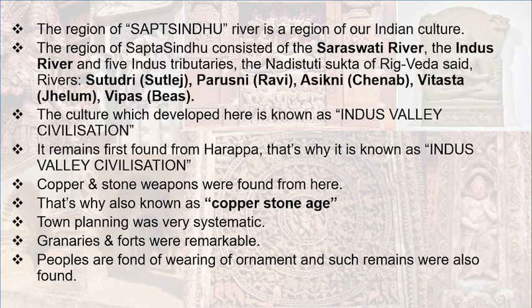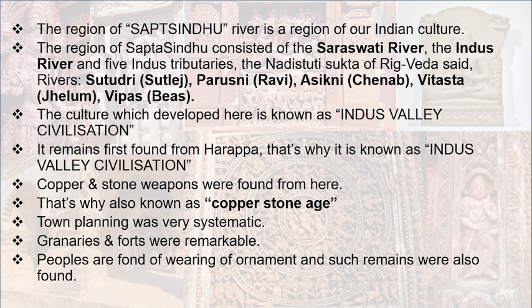First, Satudri River, that is Satluj; Parushni, that is Ravi; Asikni, that is Chenab; Vitasta, that is Jhelum; and Vipas, also called Beas. The culture which developed here is known as the Indus Valley civilization.